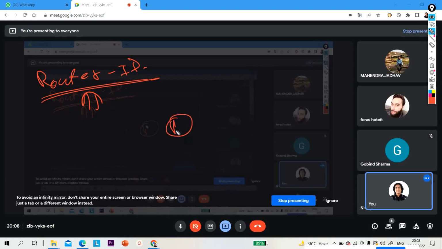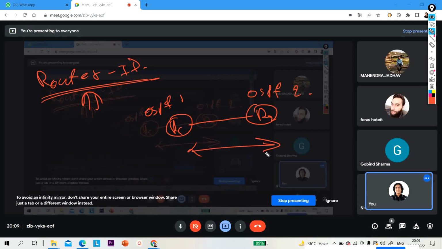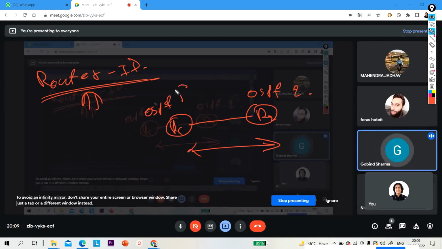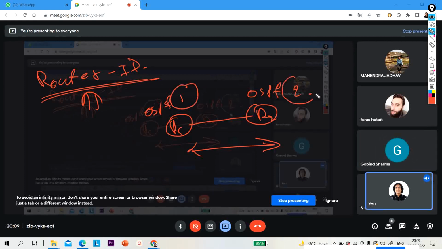Okay, tell me, I am configuring OSPF on two routers. Can I configure OSPF process ID 1 over here and OSPF process ID 2 over here? Yes, you can configure. Yes or no? Yes. Process ID can be the same or can be different. Process ID is locally significant. You can configure anything as a process ID.